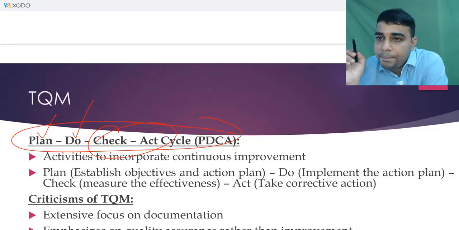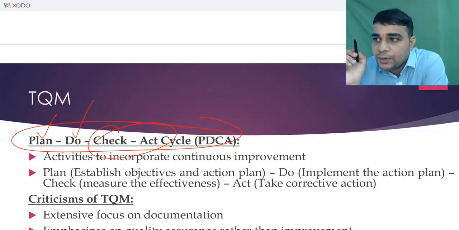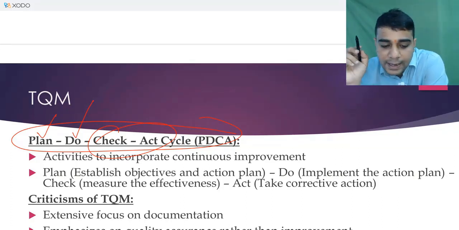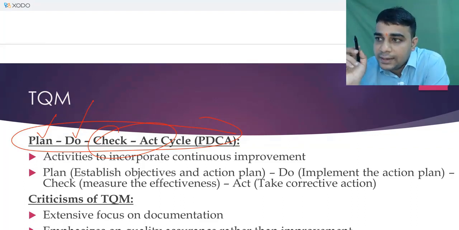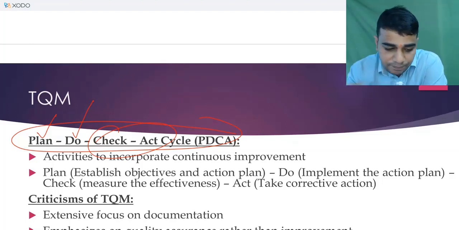Pre-implementation is to prepare a plan as to what you want to achieve, the objective and action plan. Do, please implement it. After implementation, I want a review and control mechanism. Check, measure the effectiveness, take corrective action. The plan, do, check and act cycle is nothing but pre-implementation, implementation and post-implementation.